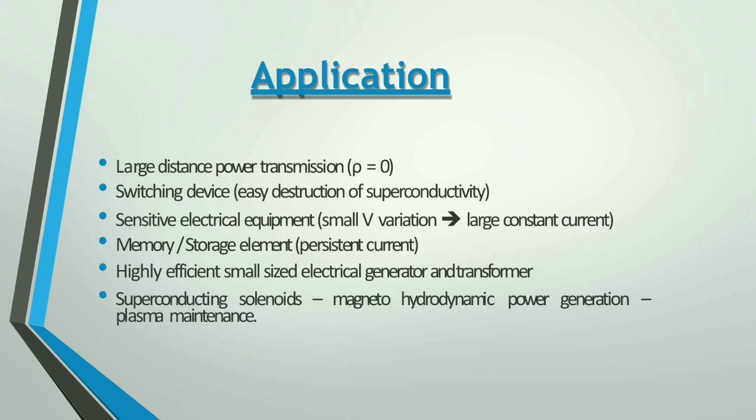Applications: large distance power transmission, P equals 0. Switching device: easy destruction of superconductivity. Sensitive electrical equipment: small V variation, large constant current. Memory or storage element: persistent current. Highly efficient small sized electrical generator and transformer.